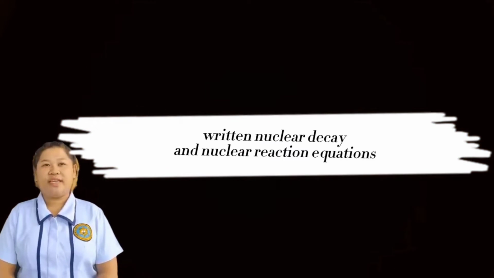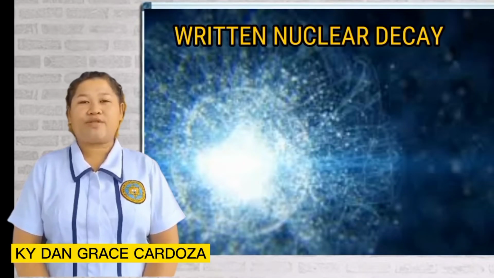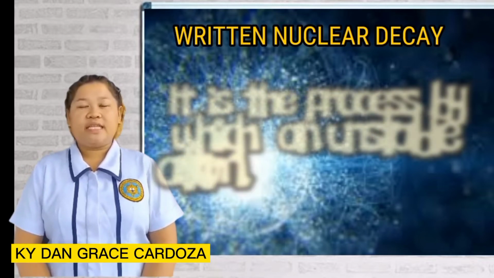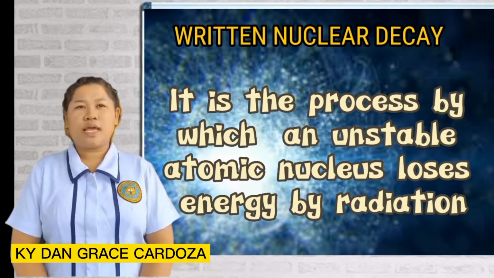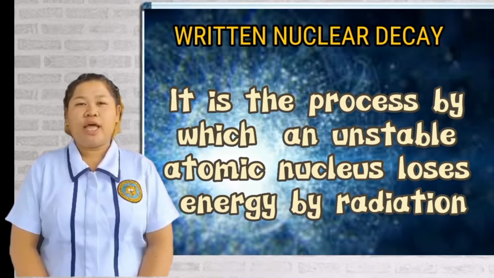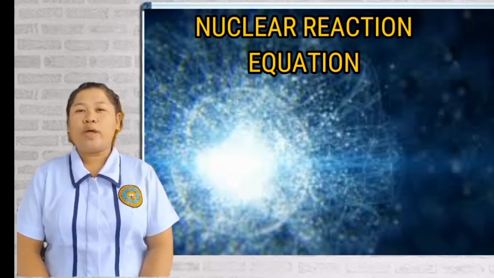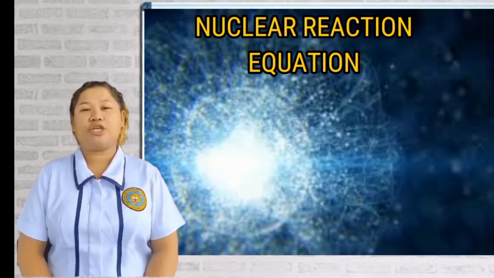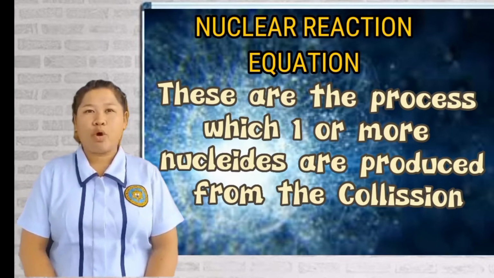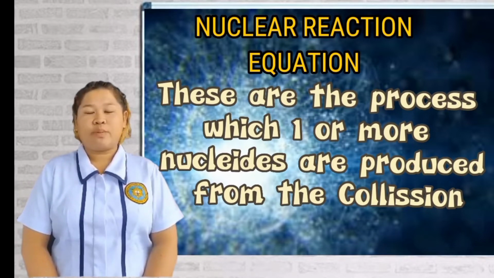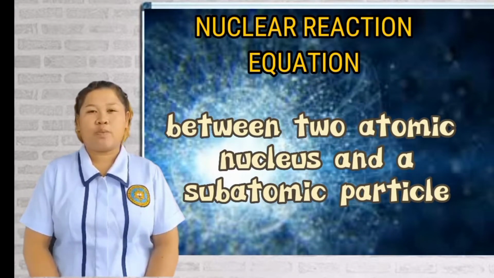Writing nuclear decay and nuclear reaction equations. First, nuclear decay is the process by which an unstable atomic nucleus loses energy by radiation. Next, let's proceed to the nuclear reaction equation. A nuclear reaction is a process in which one or more nuclides are produced from the collision between two atomic nuclei or a nucleus and a subatomic particle.